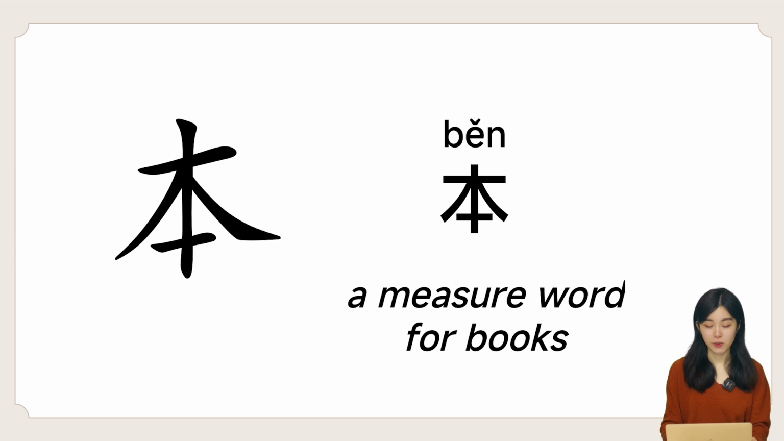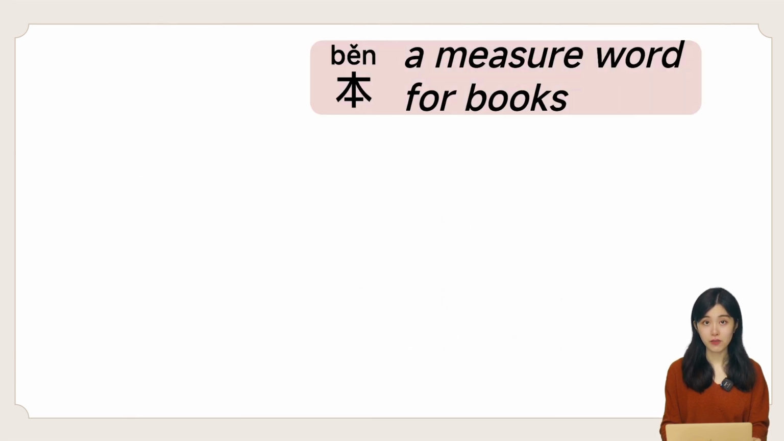Let's see the next example character. 本 means a measure word for books. Please read it after me. 本. See how to write it. We should write it following the rules.